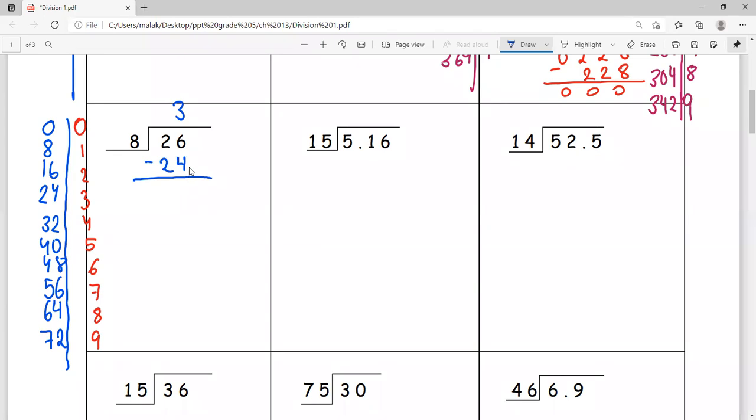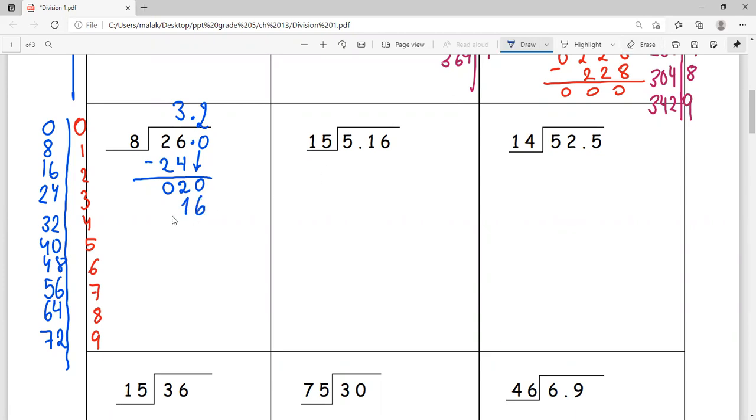Okay, continue. Two. The remainder is 2. How do we continue? We put 0. 20. Which number is very close to 20? It is 16. Okay. Very good, you became very clever.